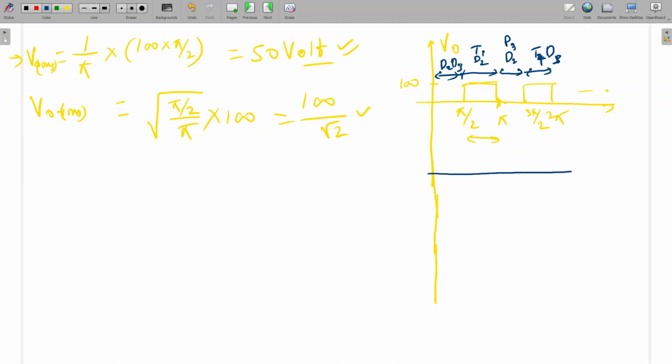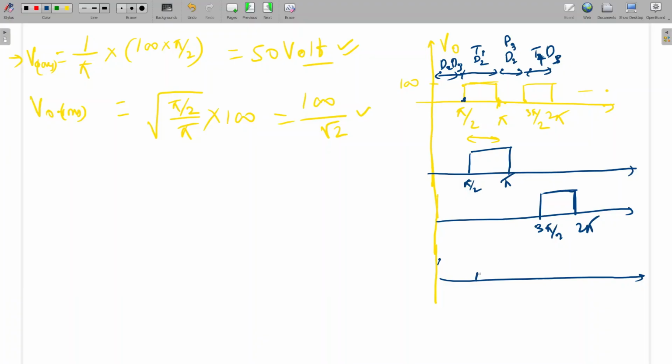So I am going to draw the T1 waveform. What will be the T1 waveform? It will be pi by 2 to pi. And the T4 waveform will be from 3 pi by 2 to 2 pi. This is pi by 2, pi, 3 pi by 2, and this is 2 pi. And again we can draw the diode waveform. So the D2 waveform will be pi by 2 to 3 pi by 2. So D2 will conduct from pi by 2 to 3 pi by 2.